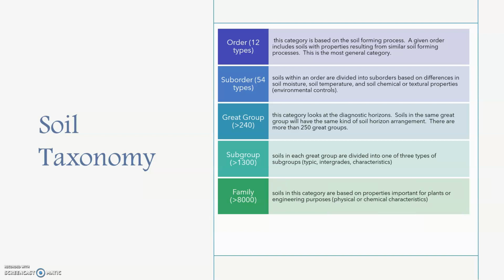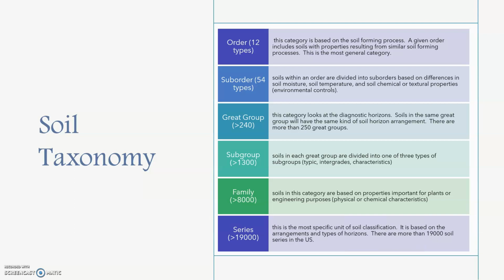Soil families are based on properties important for plants or engineering purposes. Lastly, families are divided into series. There are more than 23,000 soil series worldwide. Soil series is the most specific unit of soil classification. It is based on the arrangements and types of horizons. There are more than 19,000 soil series in the United States alone.